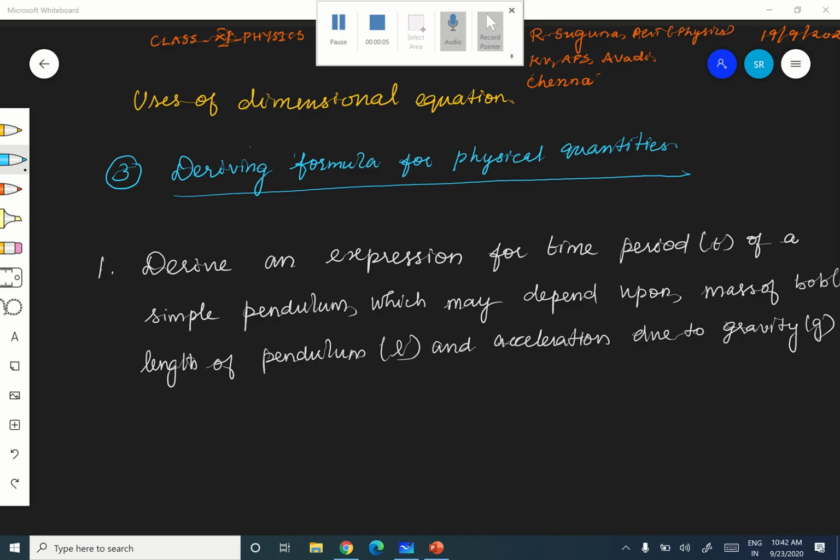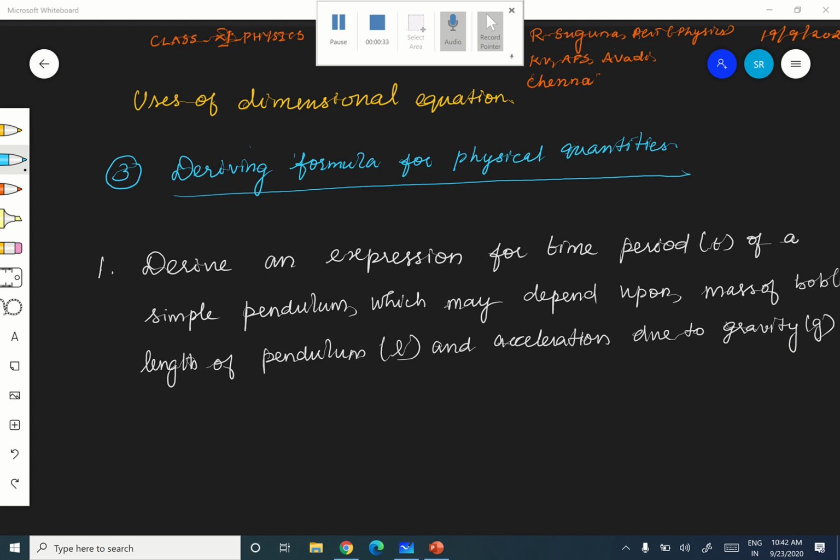Actually, we are dealing with uses of dimensional equation, in which we have already seen two uses. Number one is converting one system of unit to another by using dimensions. And number two is checking the correctness, the accuracy of the equation, by using dimensional analysis. And we have seen some numericals also on that.